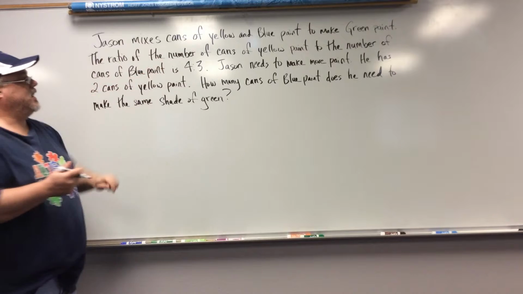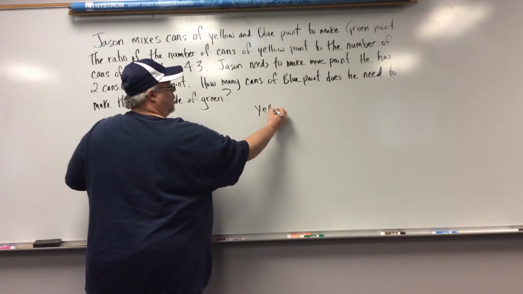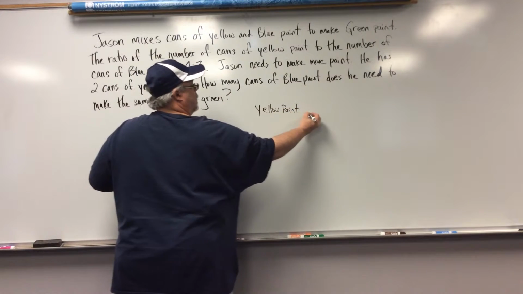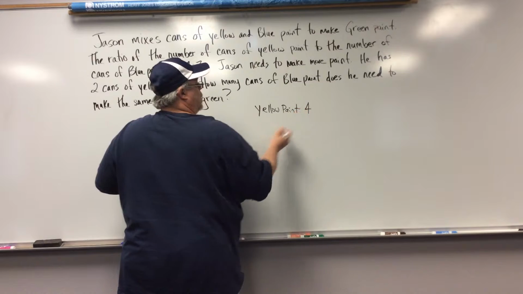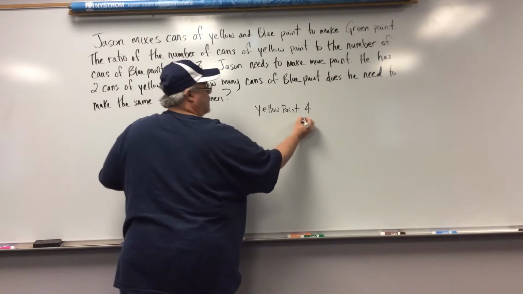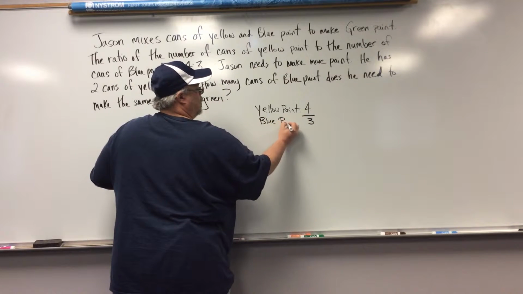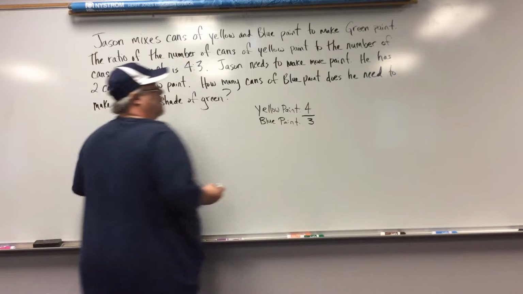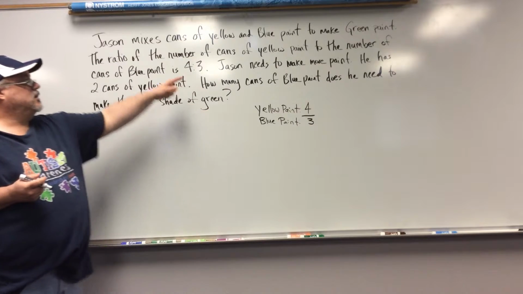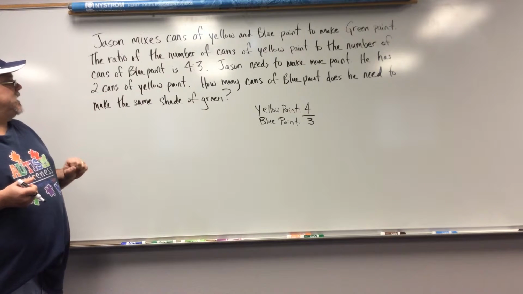So the ratio of the number of cans of yellow paint is 4, to the number of cans of blue paint, which is 3. So our ratio is 4:3 in terms of yellow and blue paint. It says Jason needs to make more paint. He has 2 cans of yellow paint.